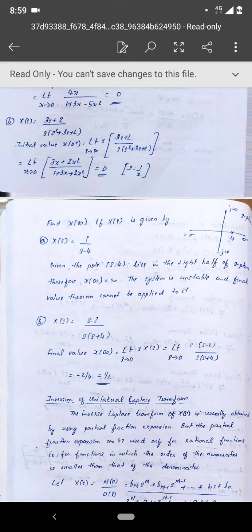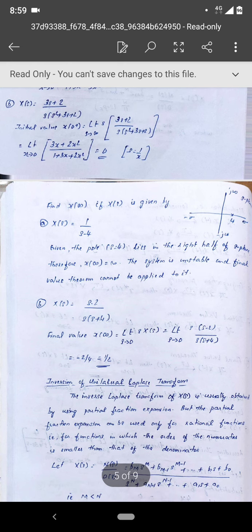That is what I have drawn up just above that page. That is sigma along the x-axis and j omega along the y-axis. Why is it sigma and j omega? Because sigma plus j omega is nothing but our s. So that complete plane is called the s plane.